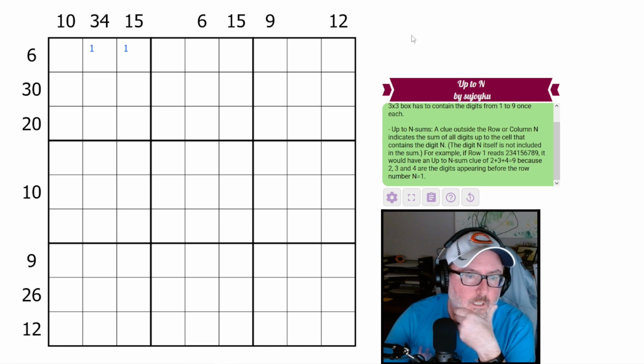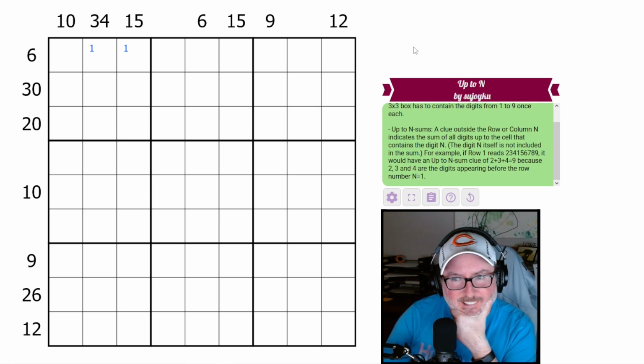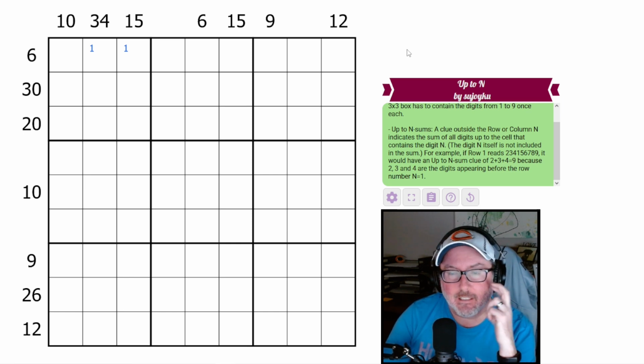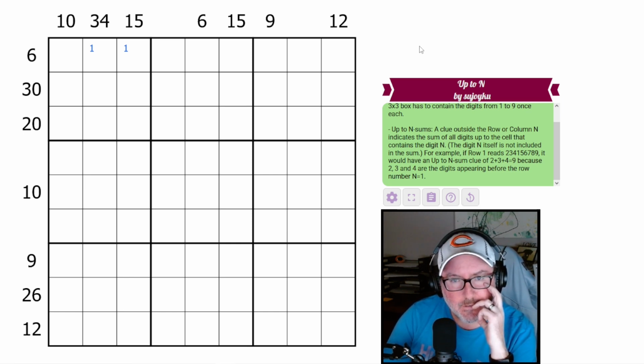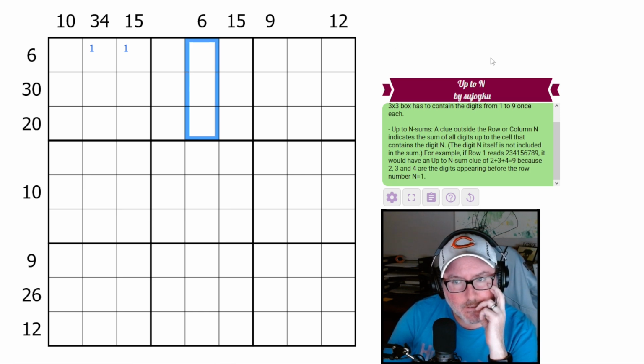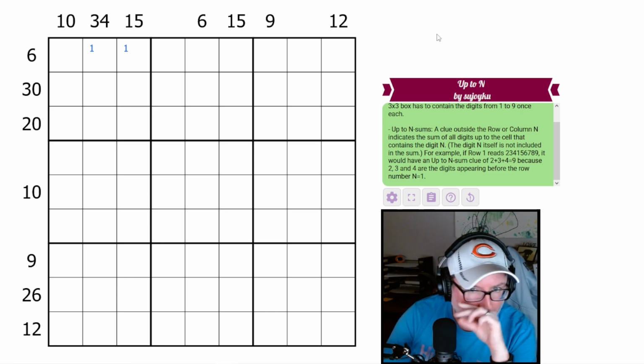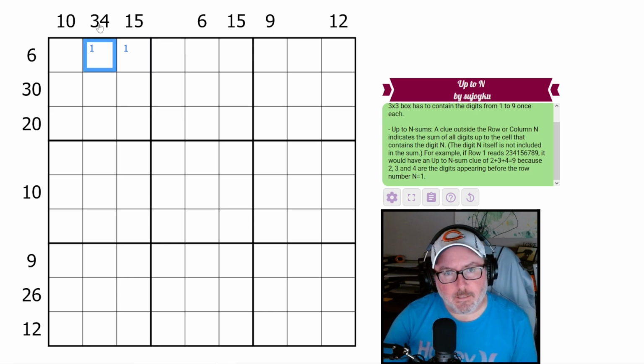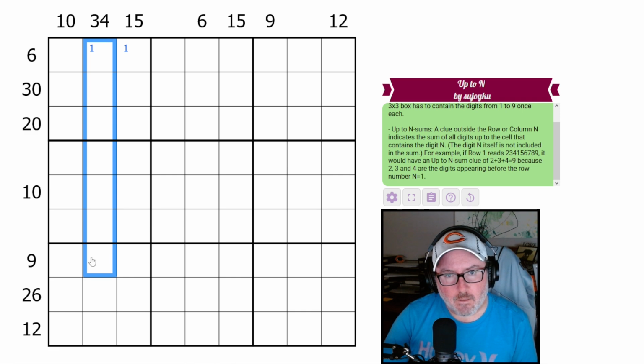I don't quite know how to do that. We're going to have to figure it out. Is it the clue we need to focus on? Is it the row or the column we need to focus on? Because we think about this, like this 34 clue. We have to have a bunch of digits before we ever get to the 2.